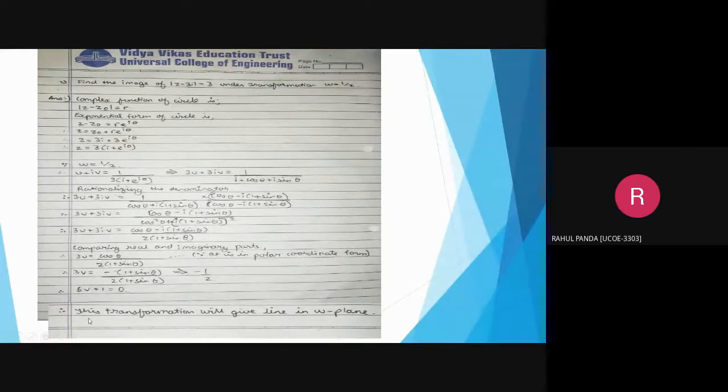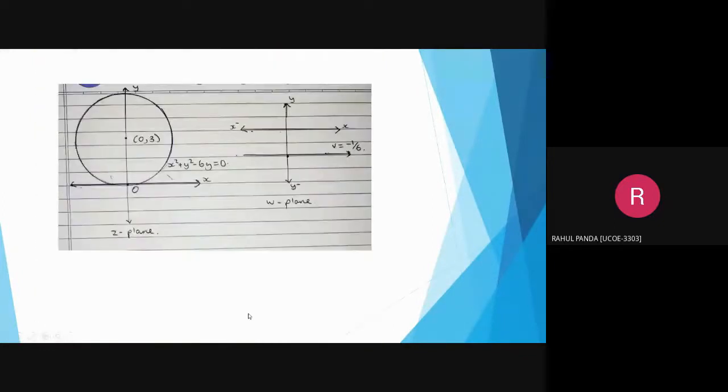This transformation will give a line in the w plane. Next, the equation of the circle is x square plus y square minus 6y is equal to 0 with center (0, 3) in the z plane, which will give a line passing through the third and fourth quadrants and parallel to the x-axis in the w plane. So this is all about the solved examples, and now further the applications will be explained by Nirav.